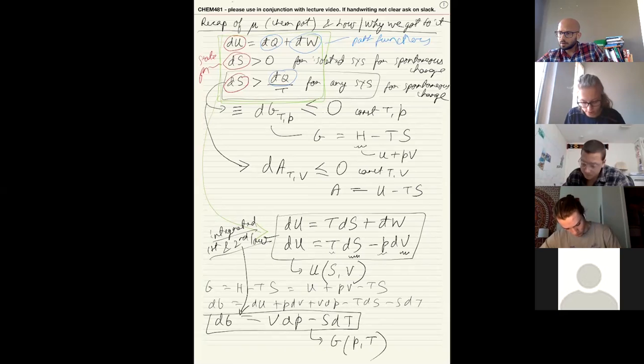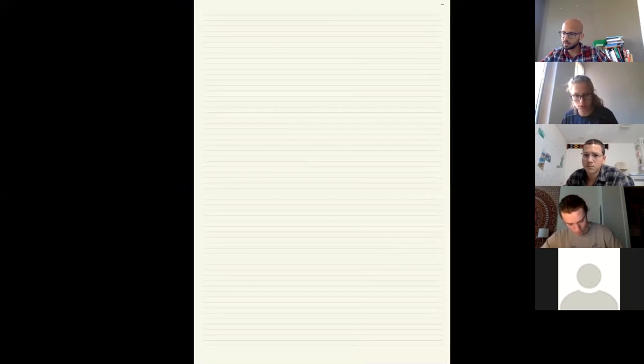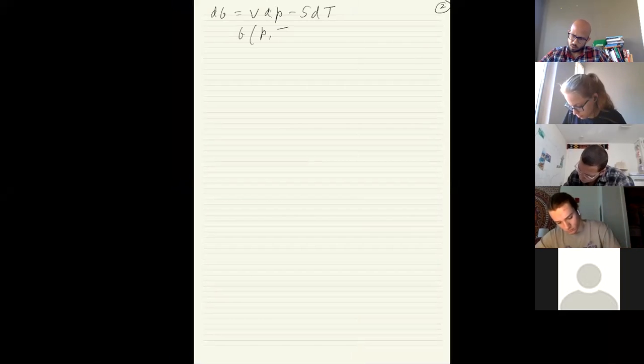There is, however, something missing in U of S comma V and G of P comma T. Let's start by focusing on G of P comma T for the simple reason that in thermodynamics, we are often interested in experiments happening at constant pressure and temperature. So we wrote down dG is equal to VdP minus SdT. And we said that G is a function of pressure and temperature. What are we missing over here?